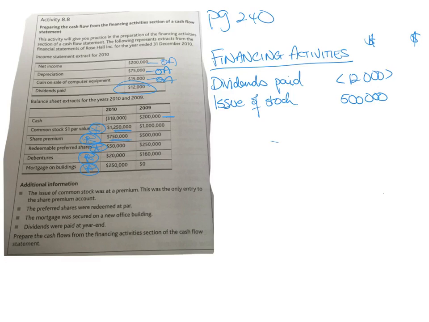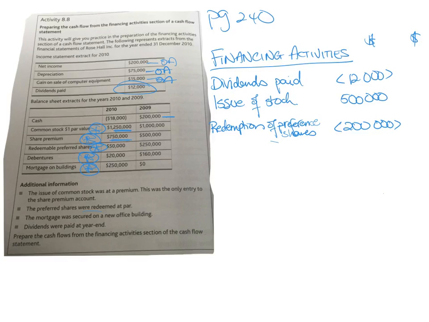What's happening with the preference shares? It decreased because we redeemed it. So that means our cash will go up or down. Our cash will go down because to redeem it, we would have to give them cash to get back the shares. So it would have gone down by 200,000. The preference shares were redeemed at par, so that means it will be the exact cash.